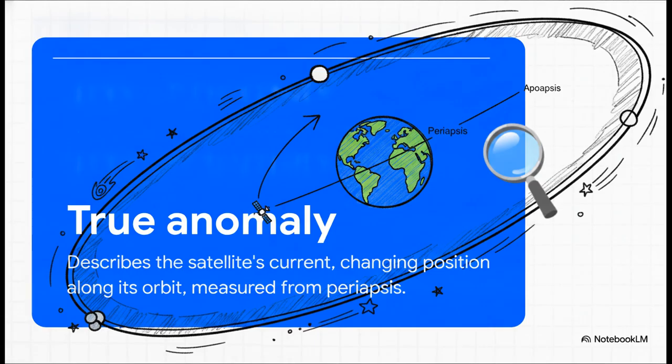So here is the absolutely crucial point. Unlike the first 5 elements, which are static, true anomaly is completely continuous. It is constantly changing as the satellite sweeps around the planet. At periapsis, the true anomaly is exactly 0 degrees. Halfway around, at the farthest point, the apoapsis, it's 180 degrees. And keep in mind, because gravity pulls harder the closer you get, the satellite actually speeds up near periapsis and slows down near apoapsis. That means this angle doesn't just increase at a nice steady rate.